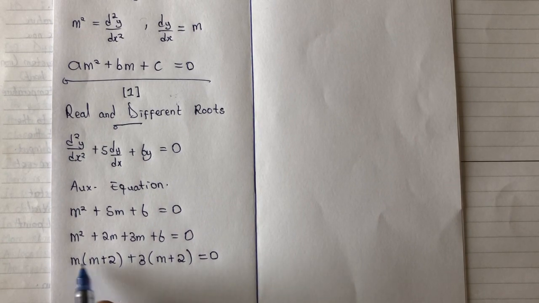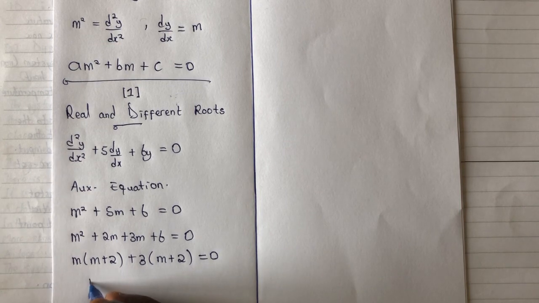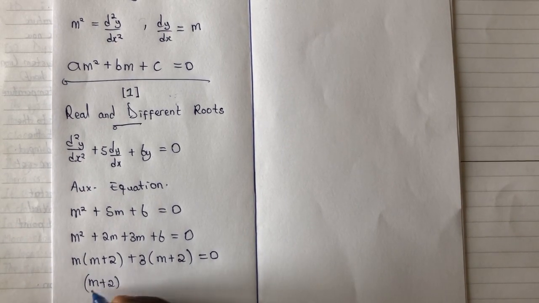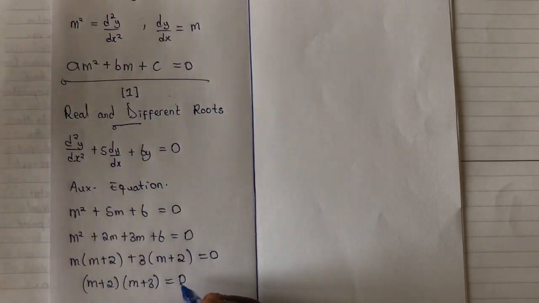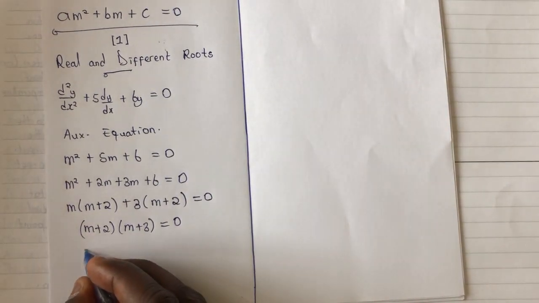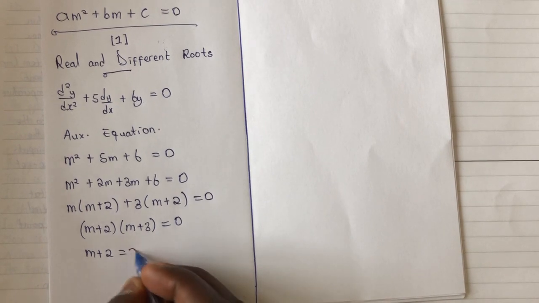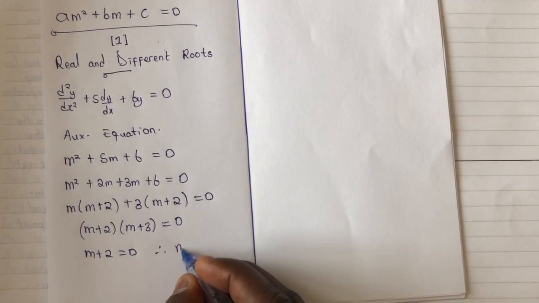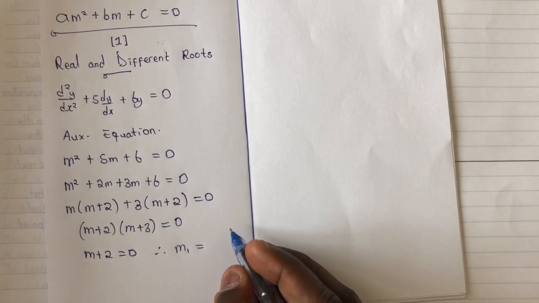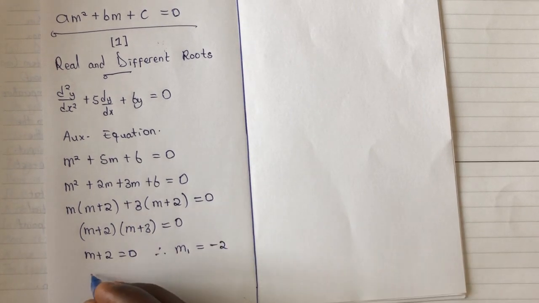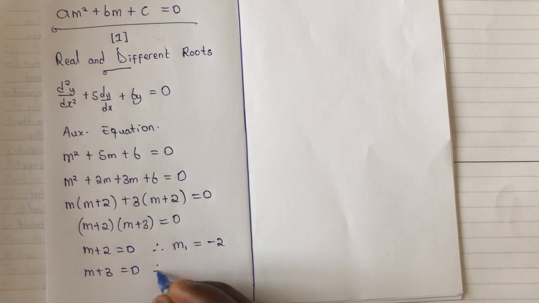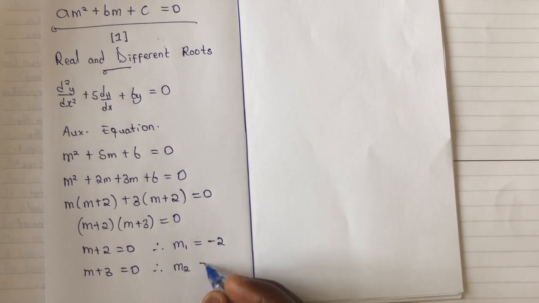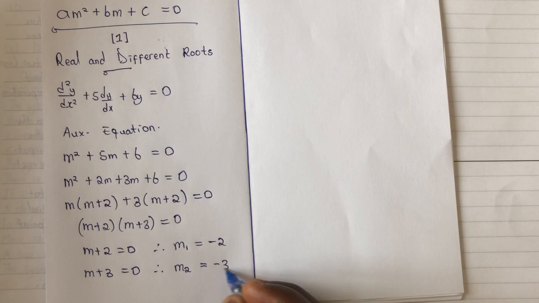So I pick m plus 3 and then m plus 2, one of them. So m plus 2, m plus 3 equals 0. So this means that m plus 2 equals 0. Therefore, m1 equals minus 2. And then m plus 3 equals 0. Therefore, m2 equals minus 3.